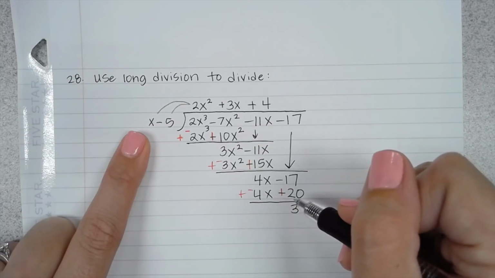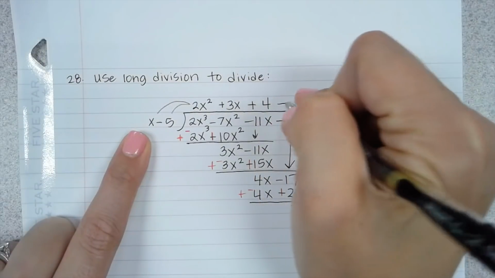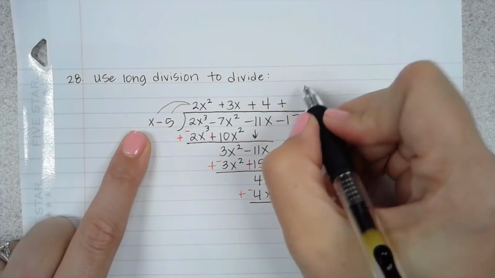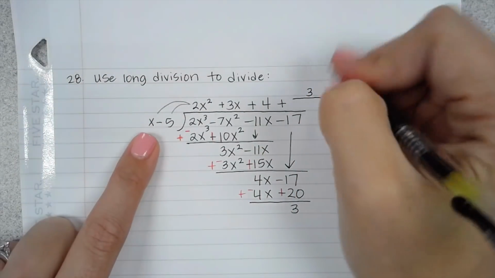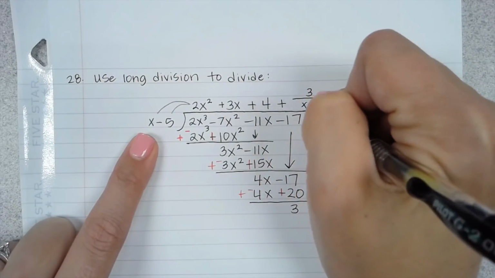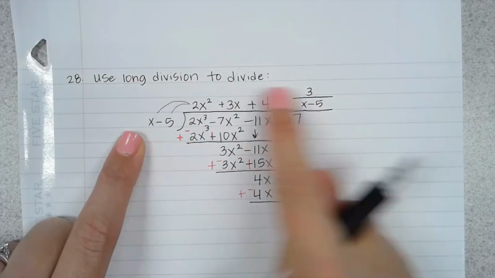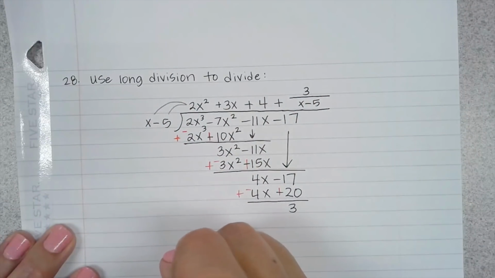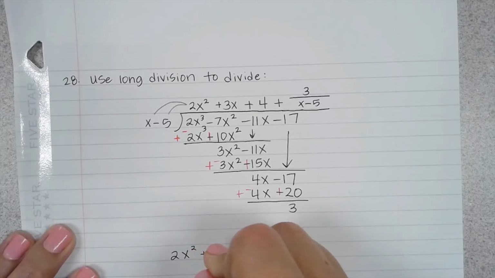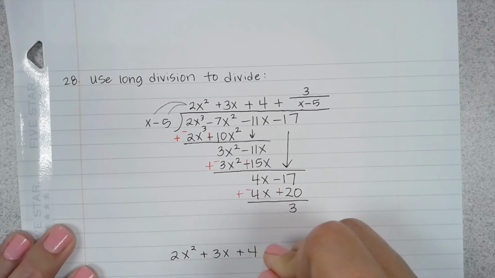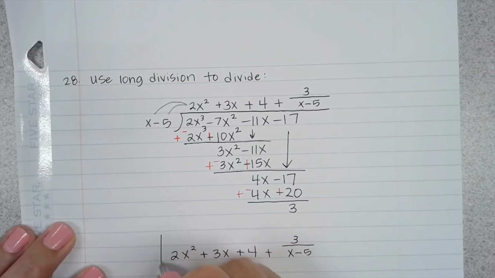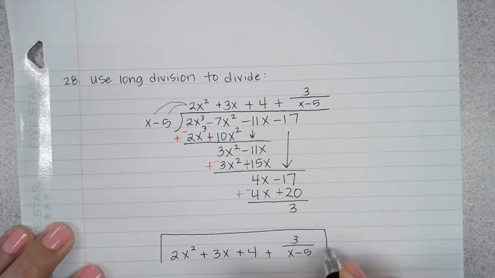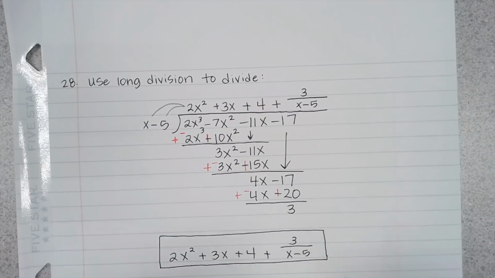But remember the way that you write your answer. Your remainder is always going to be plus. And then if it's positive, it'll be a positive number in the top. If it's negative, it'll be a negative number in the top. And then this x minus 5 would go in the bottom. And this is the answer to my question. So for performing this division, I get 2x to the second plus 3x plus 4 plus 3 over x minus 5. And that's your completed answer to this question once the division is performed.